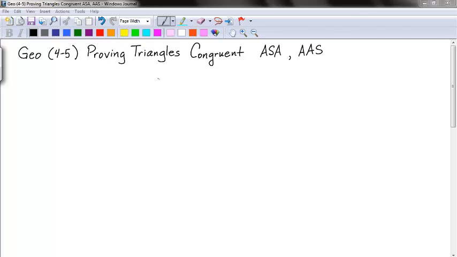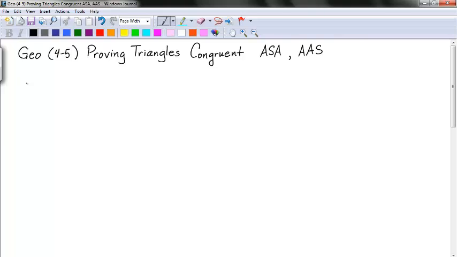Okay, so yesterday we did side, side, side, and side, angle, side. Today we're going to do angle, side, angle, and angle, angle, side. And I'm going to go through a couple more examples of the two-column proofs also. So put this in your notes for section 4.5 on proving triangles congruent.